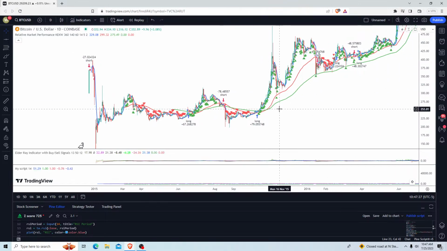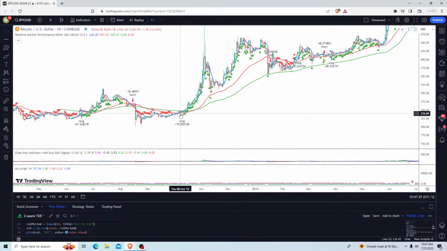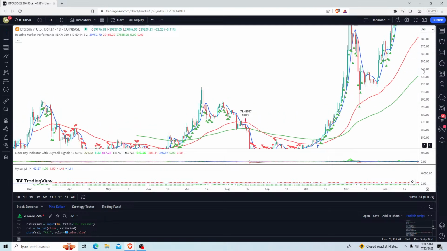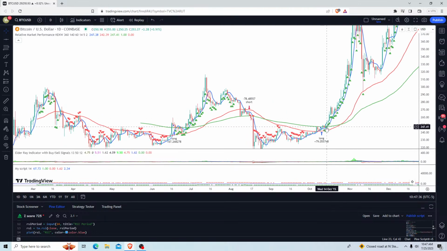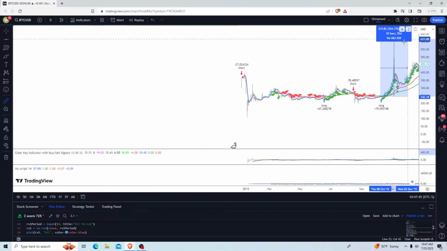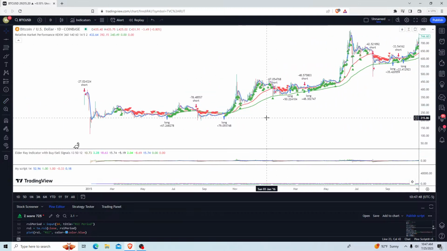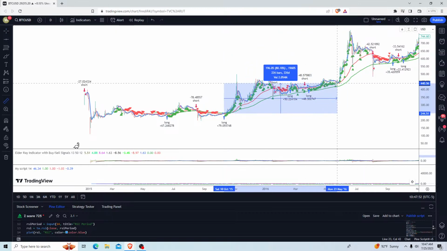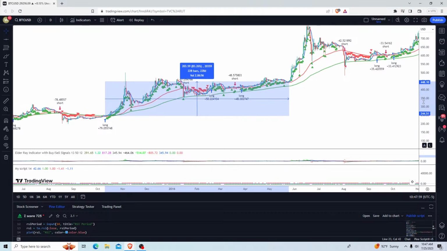From when it broke out and crossed over these little levels, crossing over right about here, all the way to October 15th, right to about right there: 228 days.